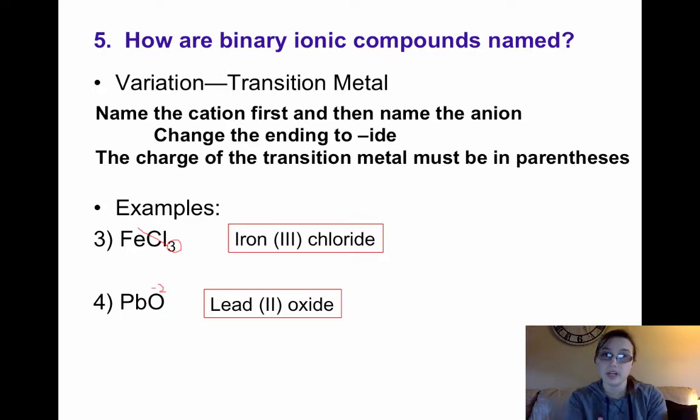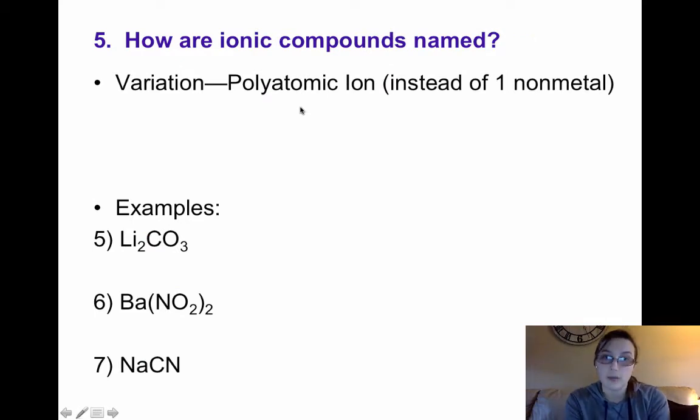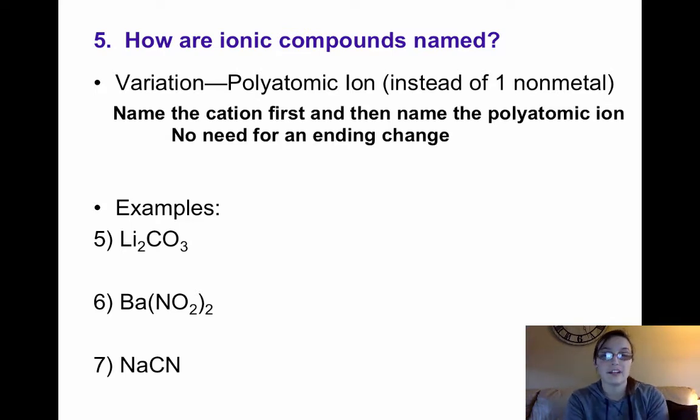So when it comes to naming ionic compounds, one variation is having a transition metal. The other variation is having a polyatomic ion. So instead of having a nonmetal at the end, we would have a polyatomic ion. And when it comes to naming ionic compounds with polyatomics, we name the cation first, just like before, and then you just name the polyatomic ion. You don't have to change the ending. So really all you're doing is looking at what comes first, what comes second.